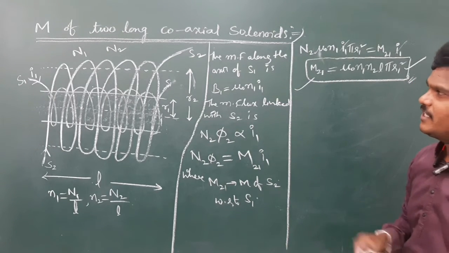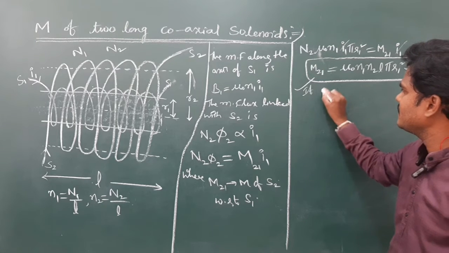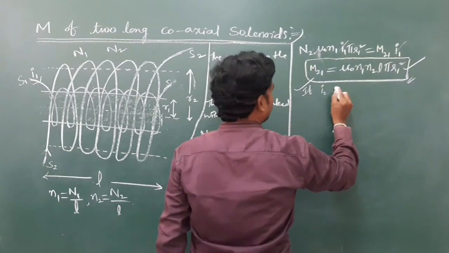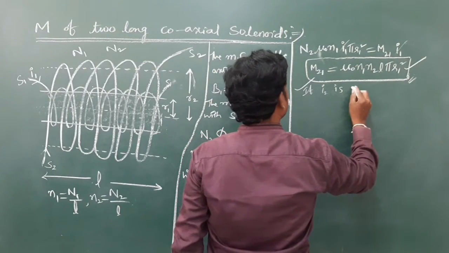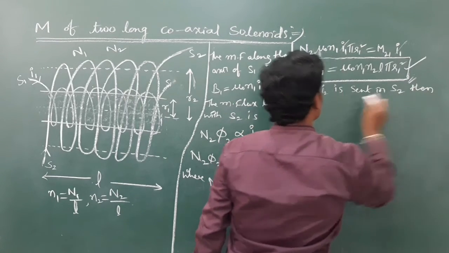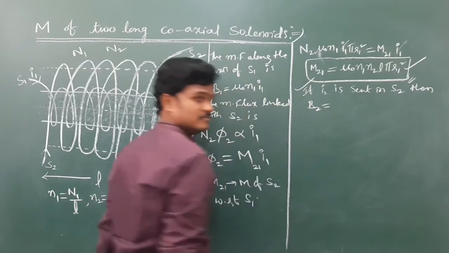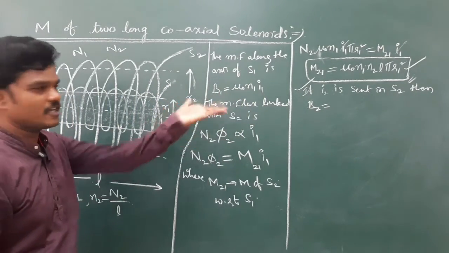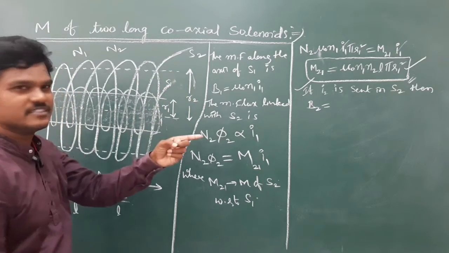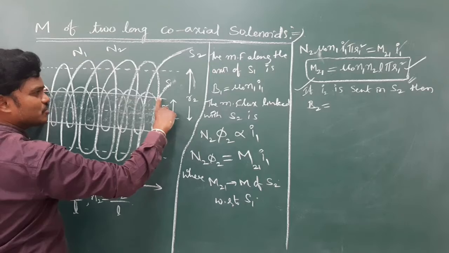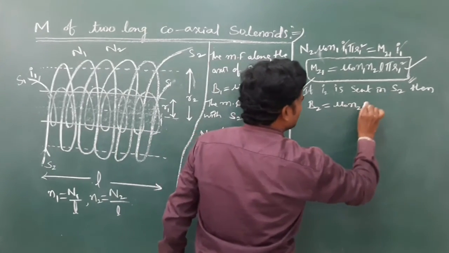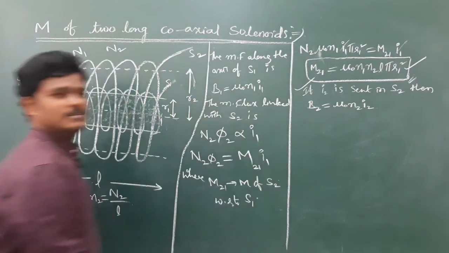Just think about it. If I2 is sent in S2, then there will be a magnetic field. Let me write B2 for our convenience. Because of I2, there will be a field along the axis, and that field is strong up to this region only. And what is B2? Mu naught N2 I2, that is B2.